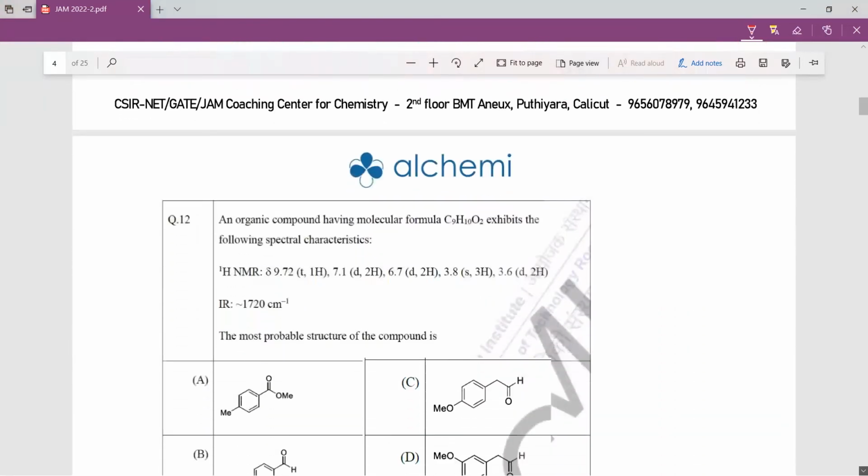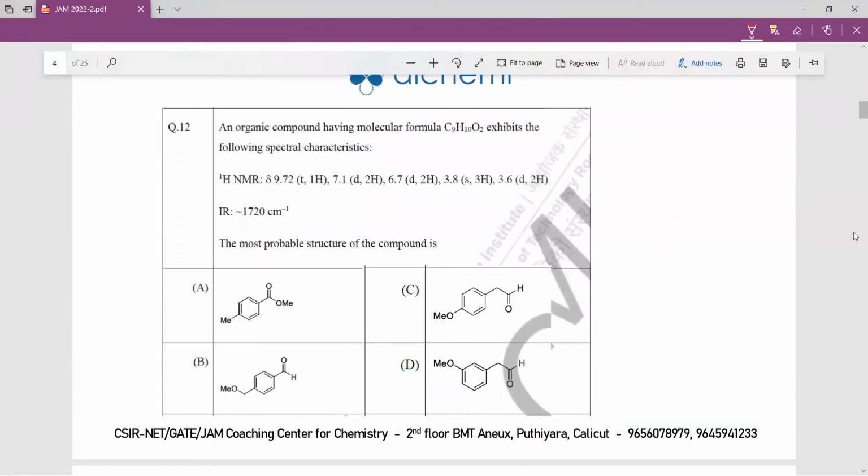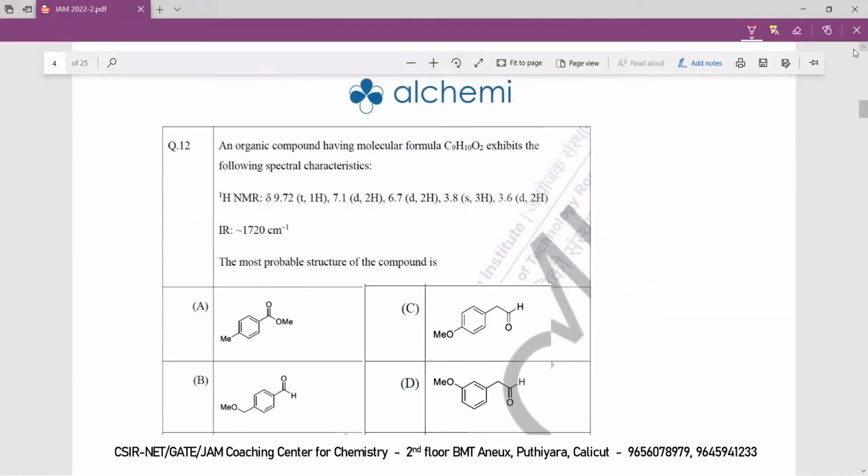Now question number 12. This is a question from the NMR spectrum. An organic compound having the molecular formula given.